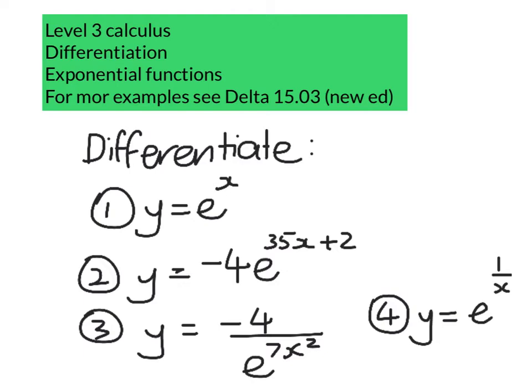I'm basing this on Delta chapter 1503 in the new edition, although the examples are ones I've made up. If you've got the old edition, I think it's Delta 7.2, but you'll need to check that. The questions are exactly the same. So go have a look back at your notes from class or from the textbook and have a go at these four problems. Questions 2, 3 and 4 are all going to use the chain rule.